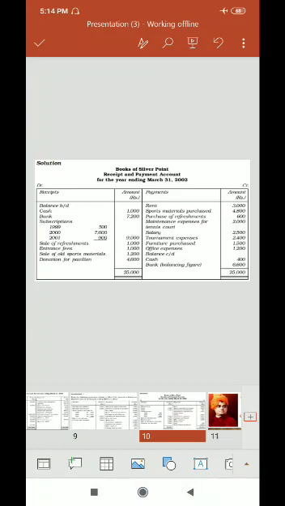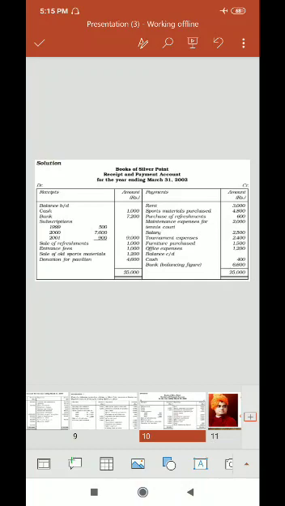Okay, debit, credit, receipts, amount, payments, amount. This is the ledger format you are supposed to keep ready. Now, to balance, brought down, cash 1000, bank 7200.